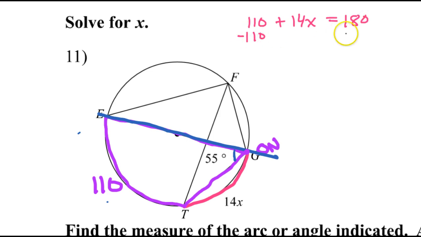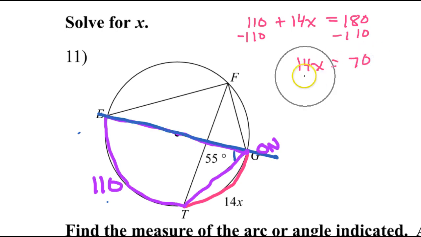So I might subtract 110 from both sides. So that's going to give me 14x is equal to 70. And then if I divide both sides by 14, then x is going to equal 5.